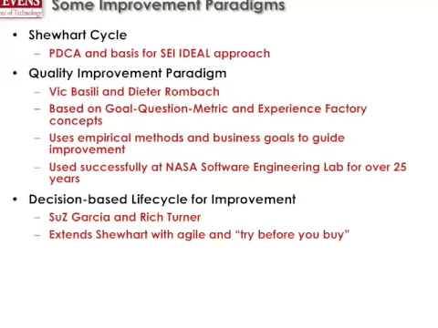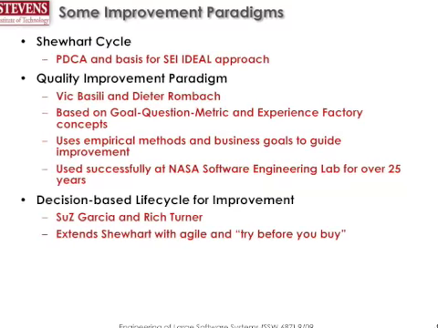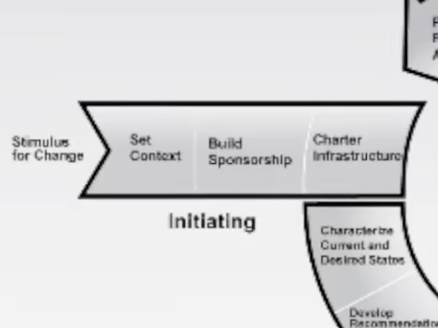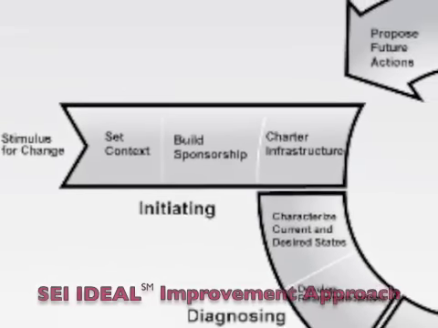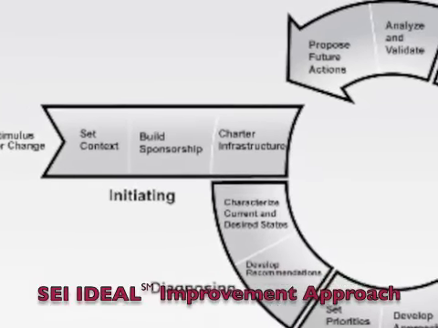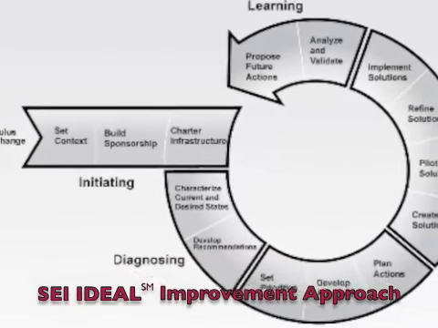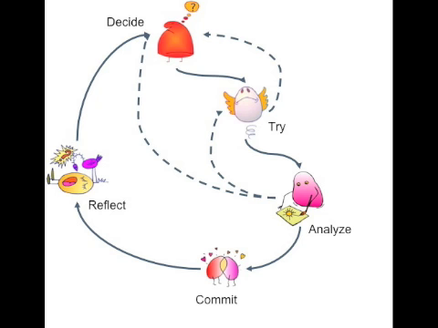Let's look at some examples of process improvement methods and tools. We've already talked about Plan, Do, Check, Act. It is the basic engine for several others, including the SEI's IDEAL model and the Garcia-Turner decision-based life cycle for improvement. The basics of DLI are in your textbook and really just extend the Shewhart cycle with agile concepts and a try-before-you-buy attitude. One can consider Lean and Six Sigma as approaches or as frameworks.